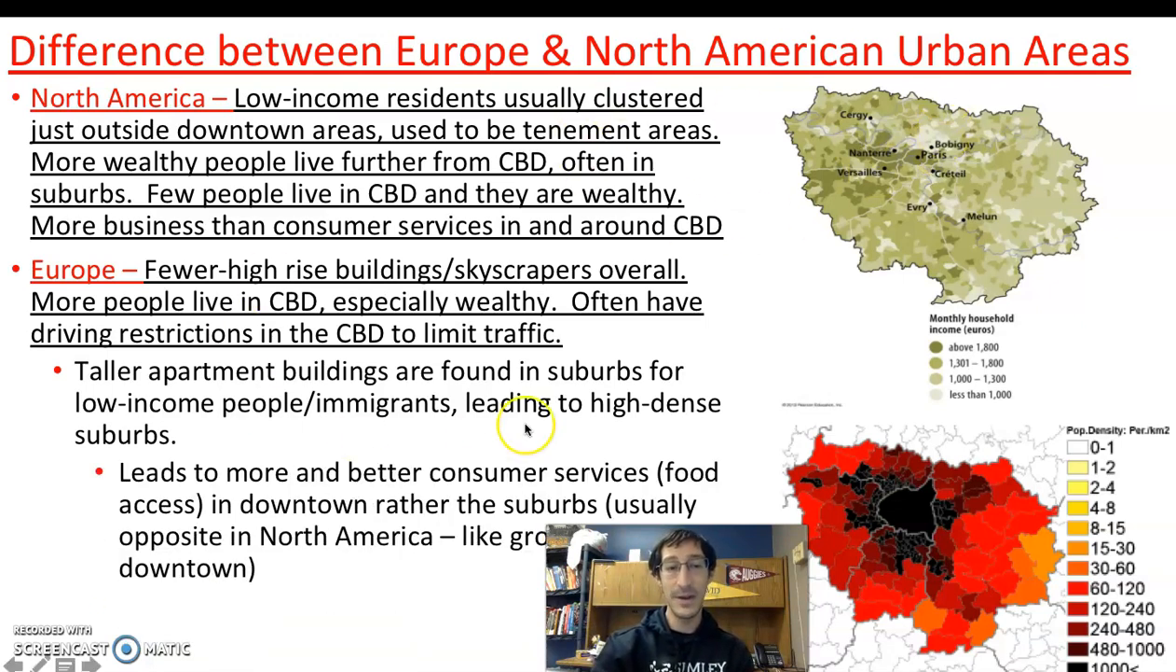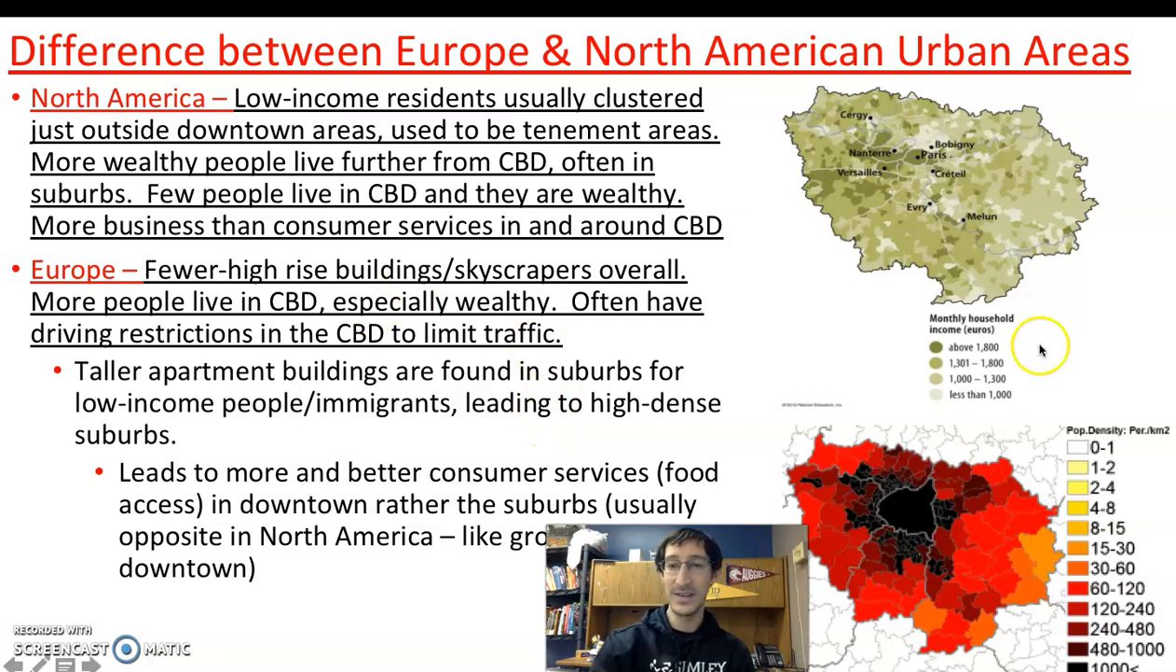Typically that also means that because you have higher end people living in downtown areas, there are more and better consumer services. Again, think about healthy food access with grocery stores in downtown rather than in the suburbs. So again, think about that in terms of the comparison to the idea of food deserts.